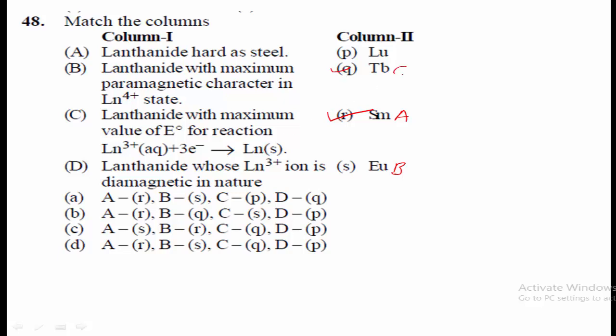Okay, that is C. And option D, lanthanide whose Ln plus 3 ion is diamagnetic in nature, that is lutetium. So which one is the correct answer here? A-R, B-S, C-Q, D-P. When you observe these options, option D gives A-R, B-S, C-Q and D-P. So option D is the correct one.